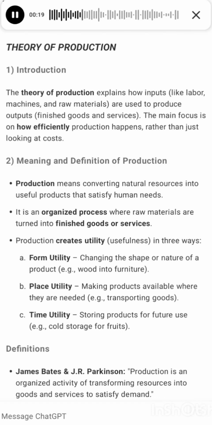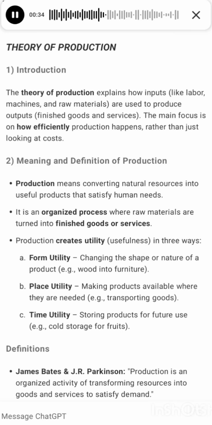2. Meaning and definition of production. Production means converting natural resources into useful products that satisfy human needs. It is an organized process where raw materials are turned into finished goods or services. Production creates utility, usefulness, in 3 ways.